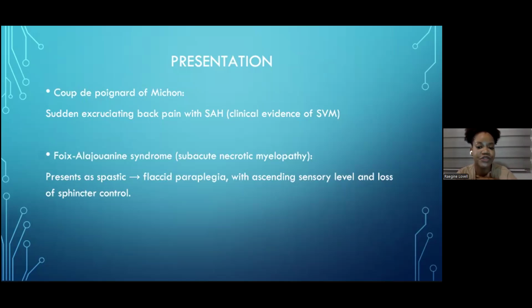Initially, it was thought to be due to spontaneous thrombosis of the AVM leading to subacute necrotizing myelopathy, which would be irreversible. However, more recent evidence suggests that the myelopathy may be due to venous hypertension with secondary ischemia, and therefore improvement with treatment would be possible.